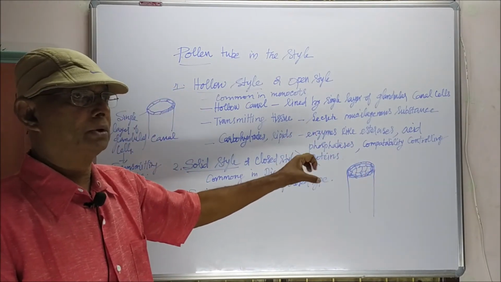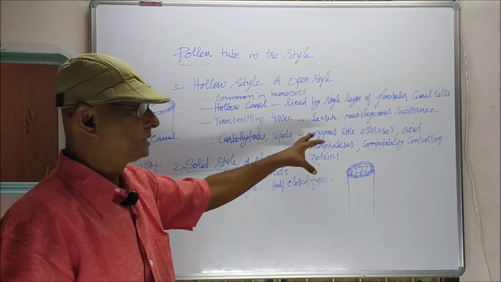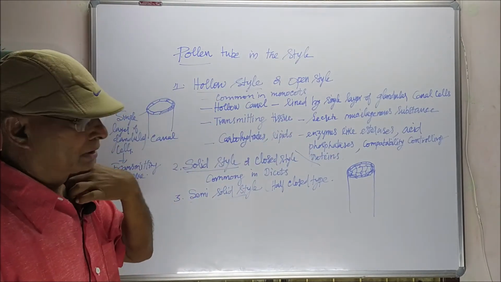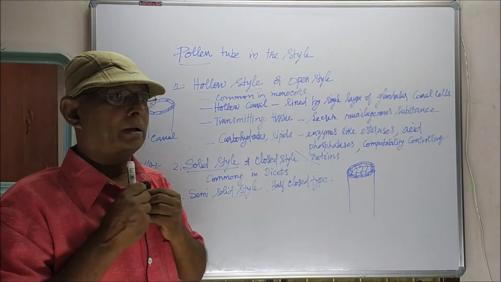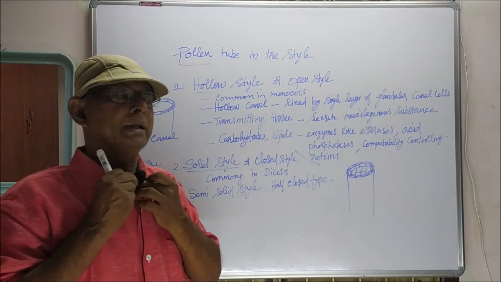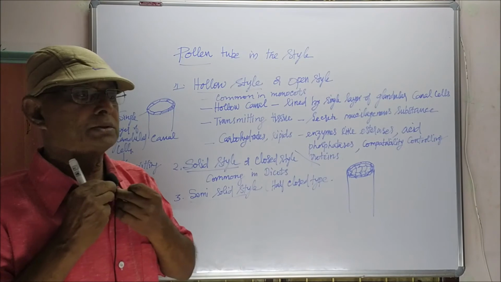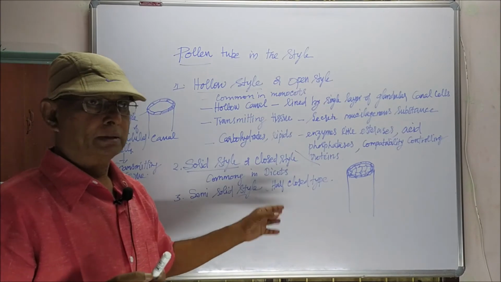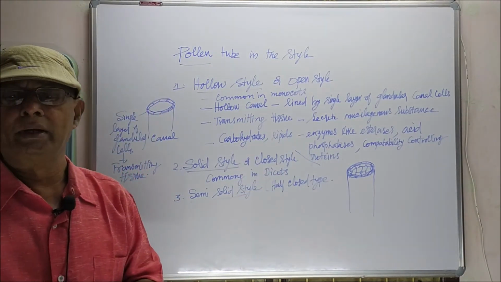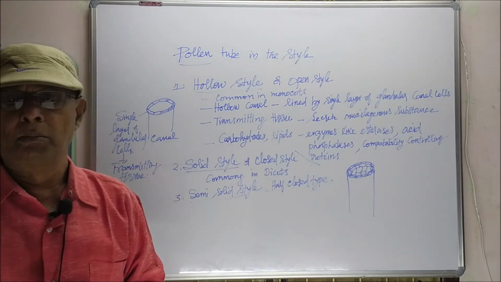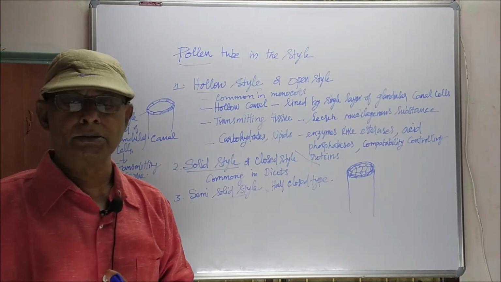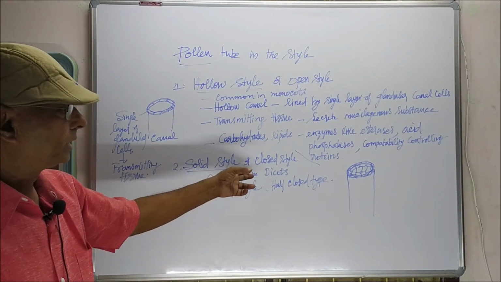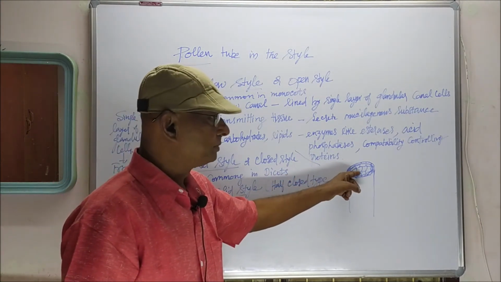The secretions of the transmitting tissue contain all the substances present in the secretions of the transmitting tissue of the hollow style, and the function is also the same. Here also the same type of functions, the structure also the same, the transmitting tissue. Then the pollen tube grows through the intercellular spaces of the transmitting tissue. But the growth is different. Here the pollen tube grows in between the transmitting tissue.